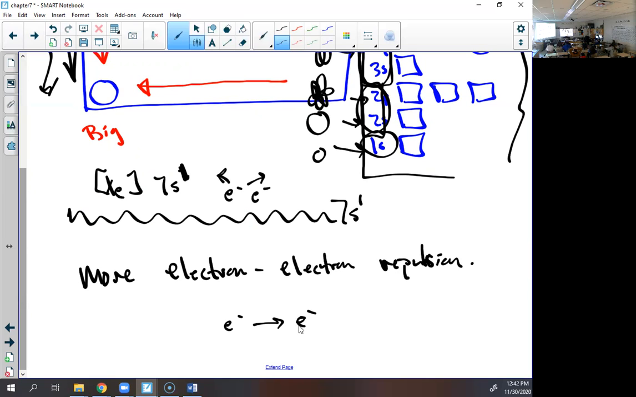So if it increases as electrons increase, why isn't the far right corner the bigger atom?